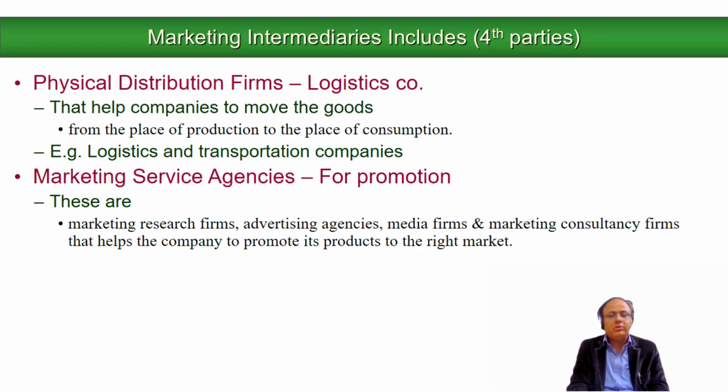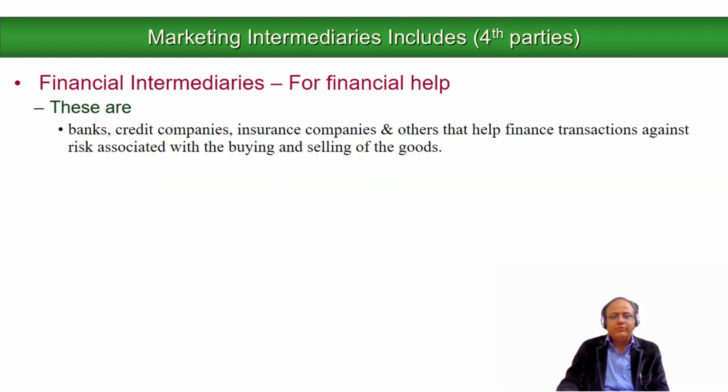The microenvironment has other intermediaries at the same time. We call them fourth parties, such as logistics companies, marketing service agencies such as research firms, advertising agencies, media firms, consultancy firms. They help a lot in the promotion of the products and services to the right market from the companies' point of view. Financial intermediaries also act as the fourth party, such as banks, credit companies, insurance companies, and they help in financial transactions against risk associated with the buying and selling of goods.